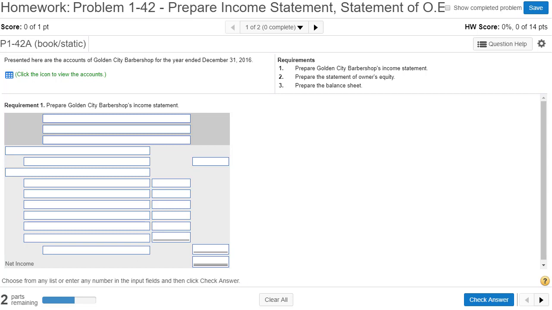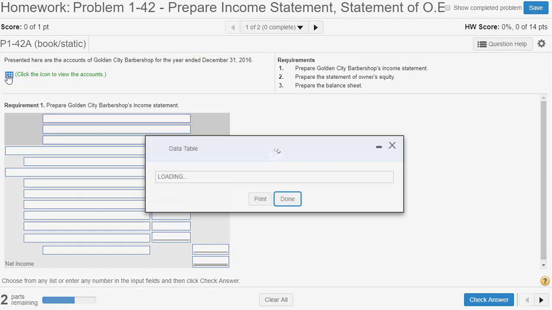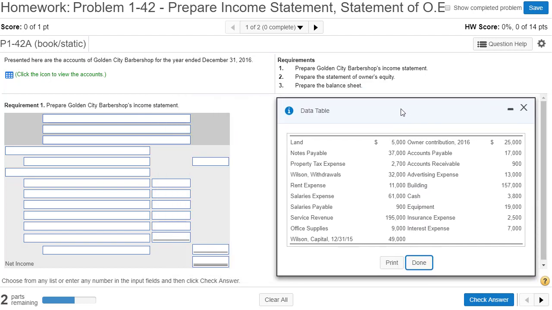1-42, we're going to prepare the income statement, the statement of owner's equity, and the balance sheet. So presented here are the accounts of Golden City Barbershop for the year ended December 31st. So we click on here, and in a random order, we have all of our accounts.